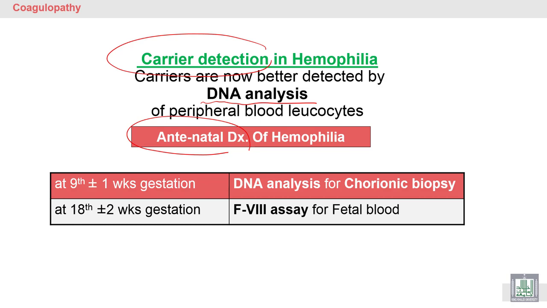It can be done at the ninth week of pregnancy by DNA analysis of a chorionic villus biopsy, or later, at the 18th week of pregnancy, by factor 8 assay. We take a fetal blood sample during pregnancy from the uterus to assay the level of factor 8 and detect whether the baby has mild, moderate or severe deficiency of factor 8, and to decide what the next action is.